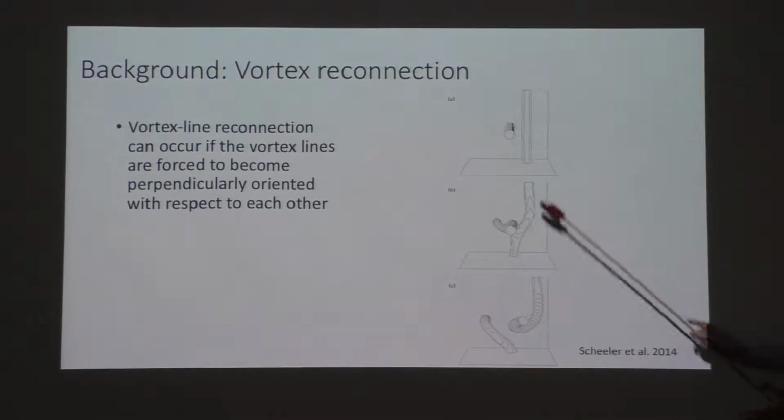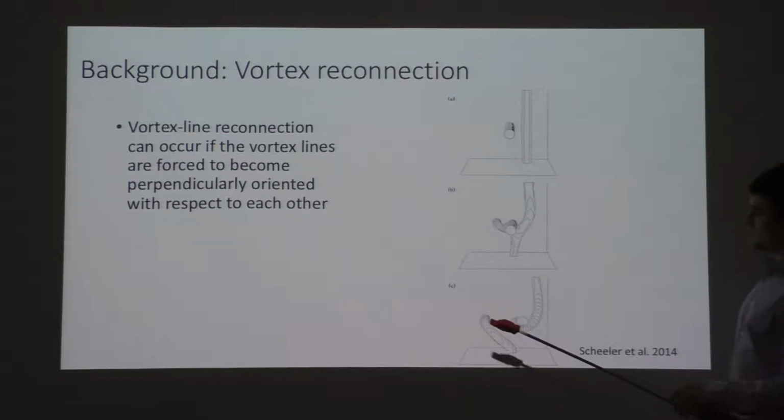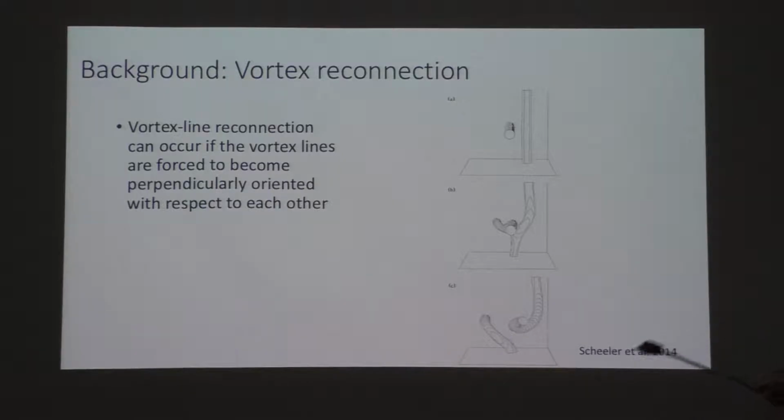However, if they become oriented perpendicular to one another, then the vortex lines, which cannot terminate in the interior of the fluid, actually can sever and reconnect. And so this is going to be important when we talk about the model later on and how this process may be occurring in the atmosphere.